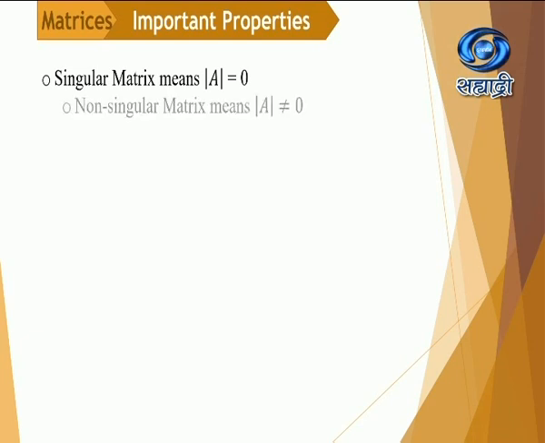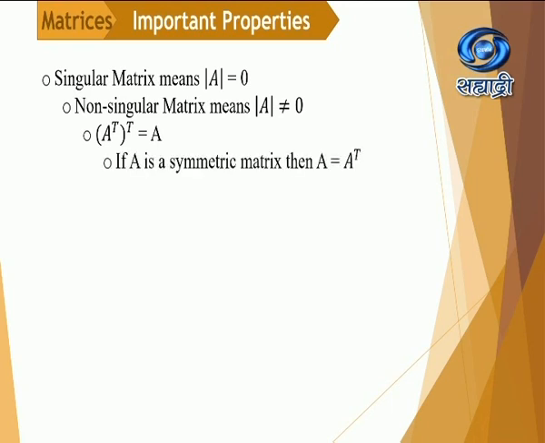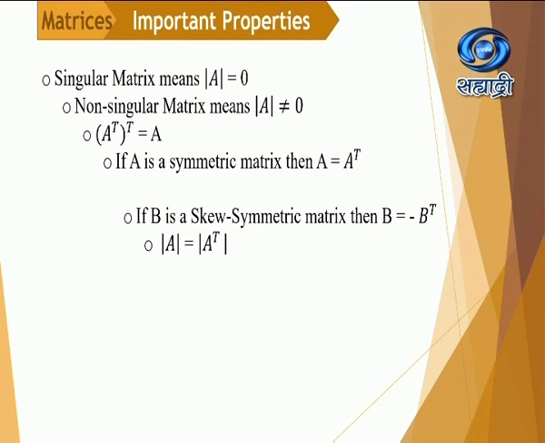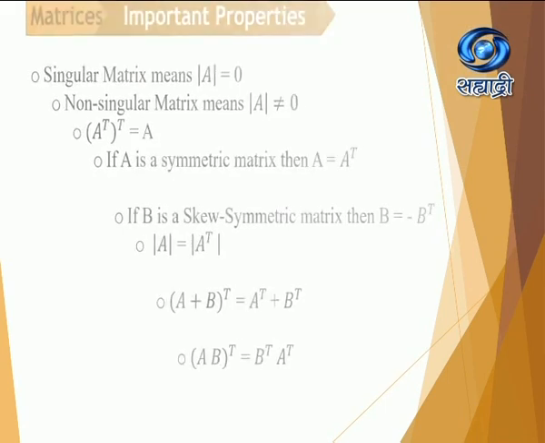Singular matrix means determinant A equal to 0. Non-singular matrix means determinant A is not equal to 0. If A is a symmetric matrix, then A equal to A transpose. If B is a skew symmetric matrix, then B is equal to minus B transpose. Determinant A equal to determinant A transpose. A plus B whole transpose equal to A transpose plus B transpose. And for product, it's different. AB whole transpose is equal to B transpose first and then into A transpose.